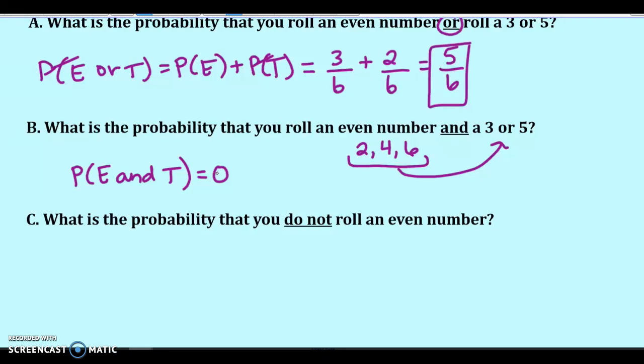For the final one, what is the probability that you do not roll an even number? Well, the event of me not rolling an even number would be me rolling a 1, 3, or 5. So the probability of not an even, there are 3 out of 6 chances, so that is 1/2.